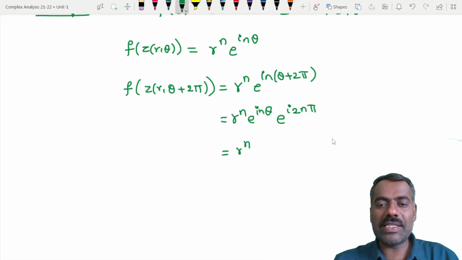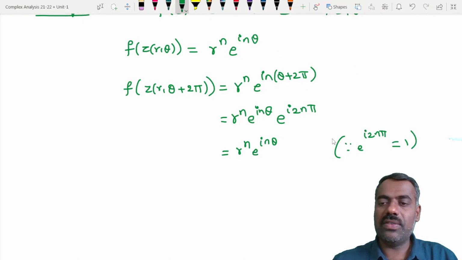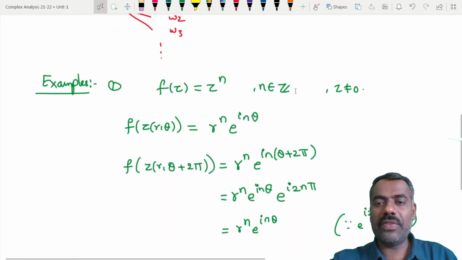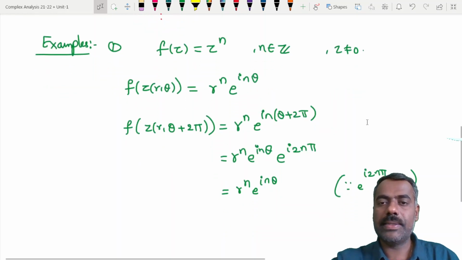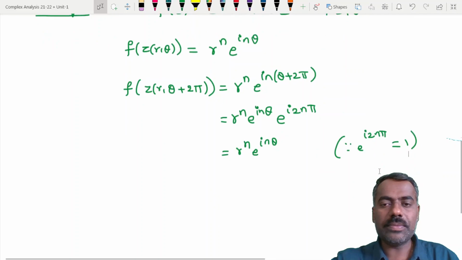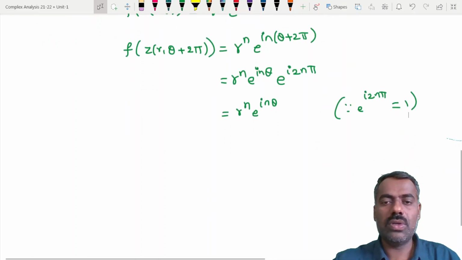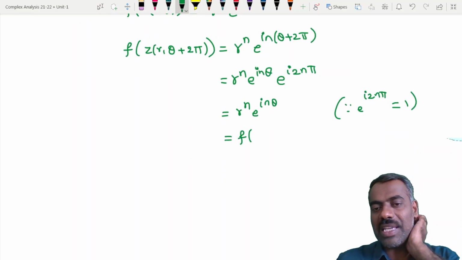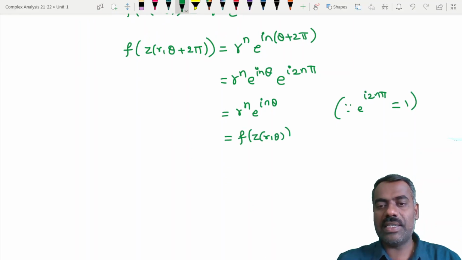So this is same as r power n into e power i n theta, since e power i 2n pi, this value is always 1, whatever n you take, which is an integer. Because it is a multiple of 2 pi. Is that clear? Yes or no? So therefore this is same as f of z, which is a function in r comma theta.